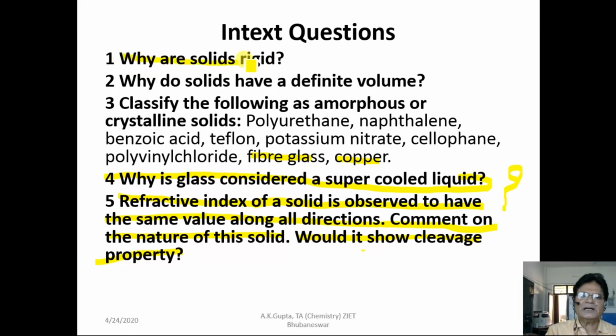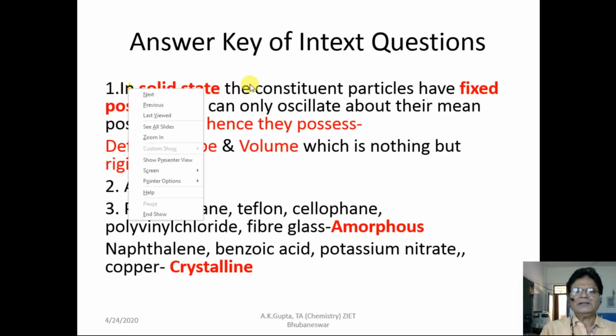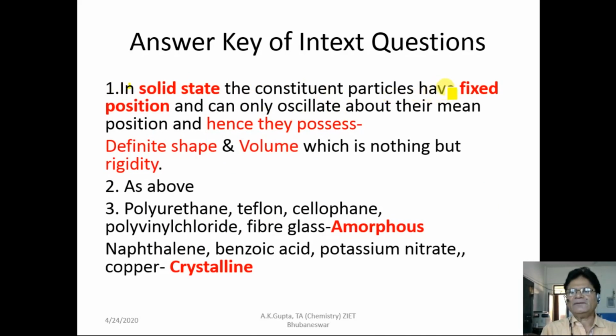Okay, let us look at question number 1. Why are solids rigid? What will be the answer? Look, answer key: in solid state, the constituent particles have fixed positions and can only oscillate about their mean position, and hence they possess definite shape and volume, and this is nothing but rigidity.